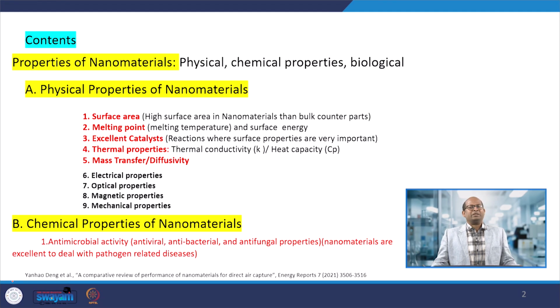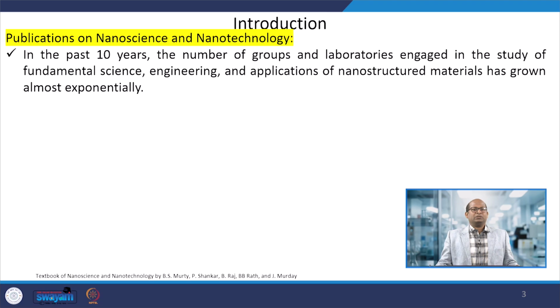From the chemical engineering point of view, a few properties are surface area, melting, catalysis, heat transfer or thermal conductivity, and mass transfer. Those are the things we will discuss in more detail. Today we will basically discuss the physical properties: surface area, melting points, and excellent catalytic property.